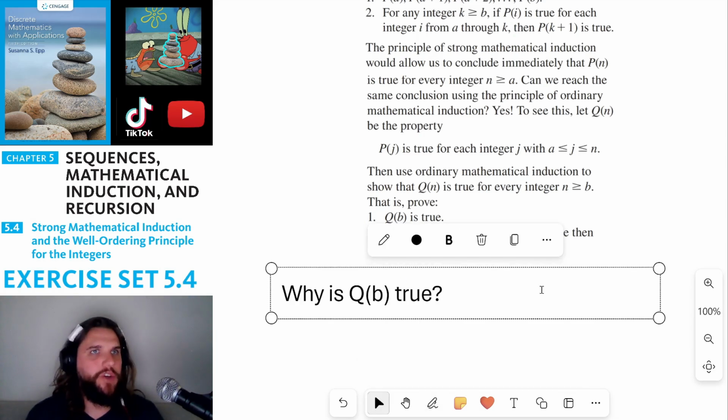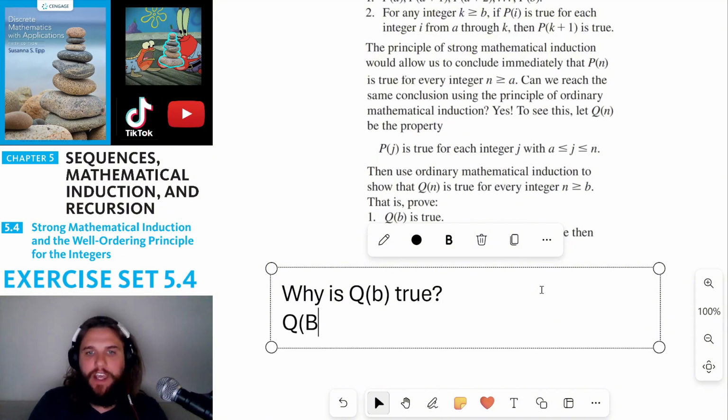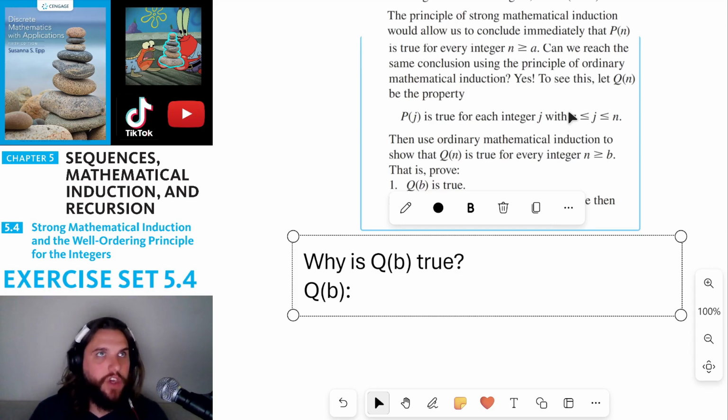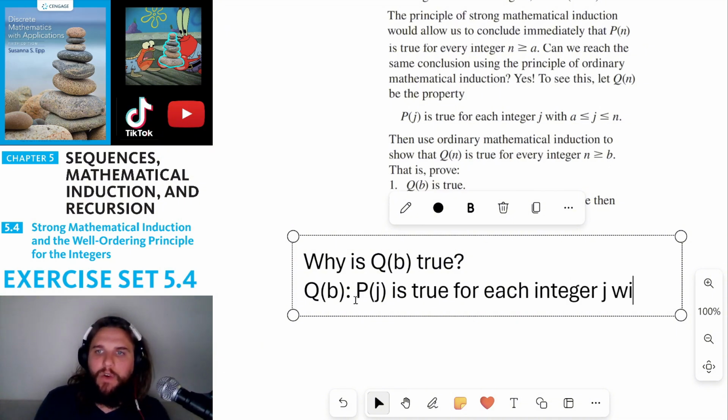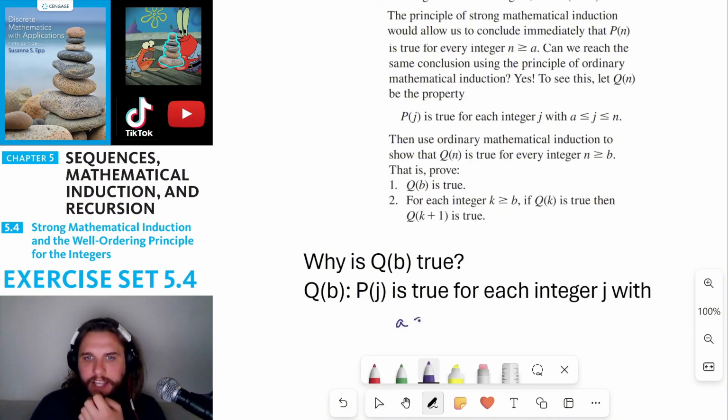So we have to ask the question, why is Q of b true? Well, let's identify what Q of b even is. According to the definition of Q of n, Q of b is just this property here where we replace n with b. So Q of b is the property that P of j is true for each integer j with a less than or equal to j, which is less than or equal to b.